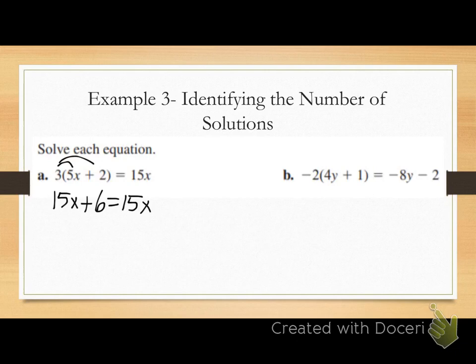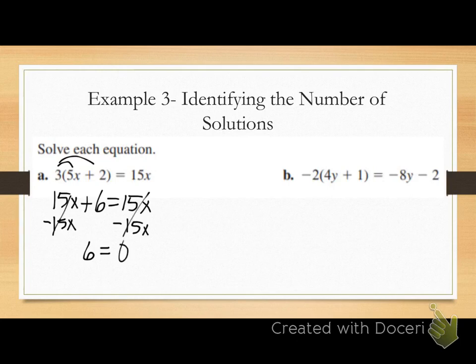What have we been doing every time up to this point? Say it again. Subtract 15. Yeah, I want to get my variables to the same side of the equation. So I'm going to subtract 15x from both sides. What happens when I do that? You get 0. 15x minus 15x is 0x, but 0 times any number gives me 0.